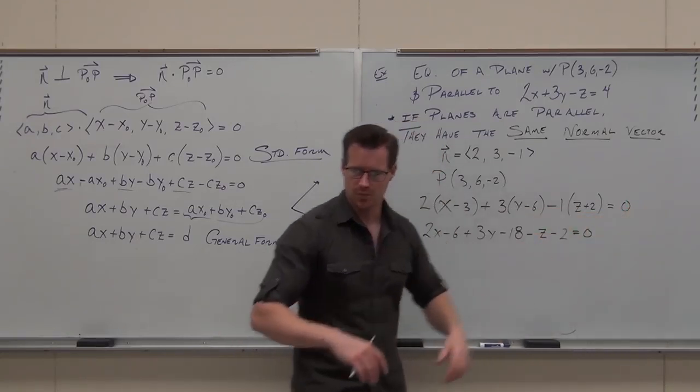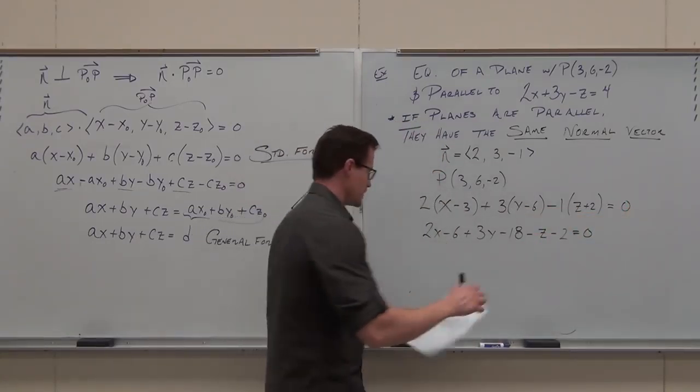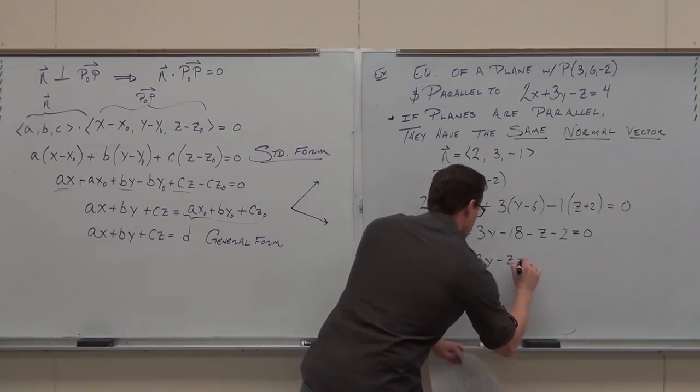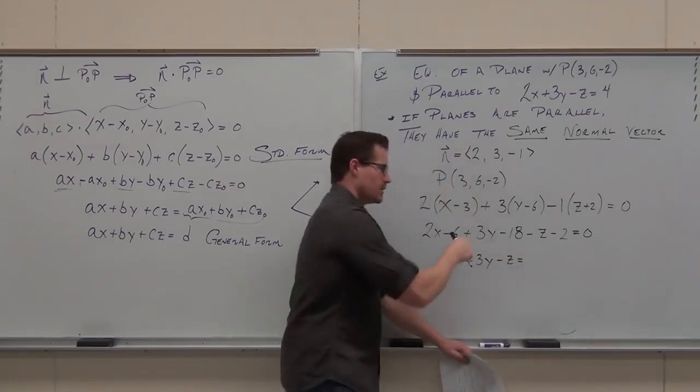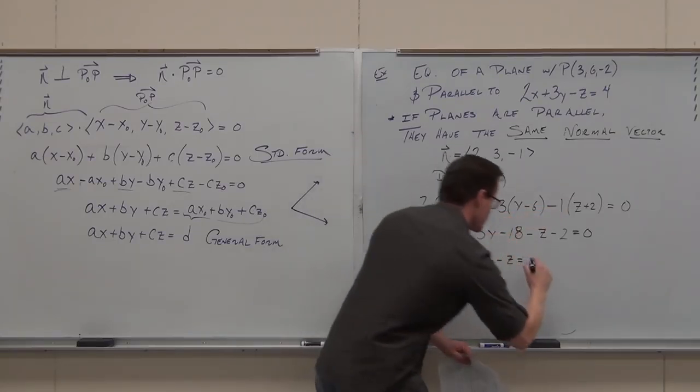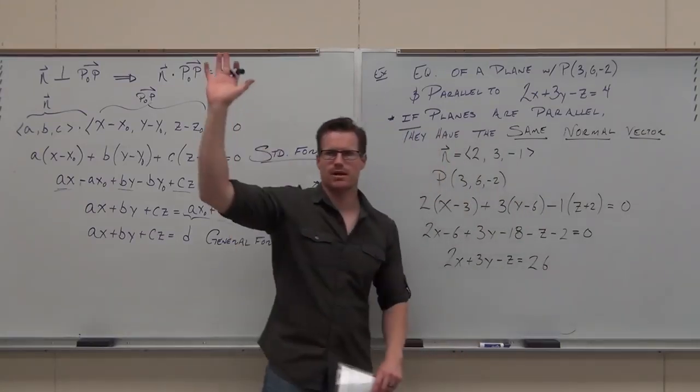That's what I want to see. I'm going to do it all at once. I think that we get, let's see, negative 26 over here. So when I add it, it becomes positive 26. Should I feel okay with that one?